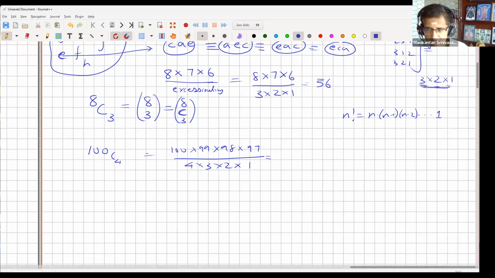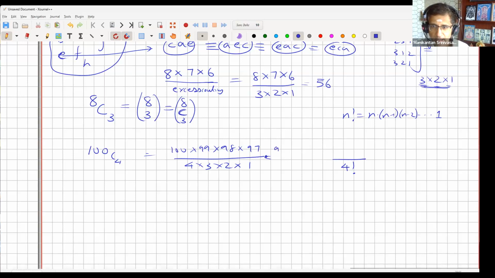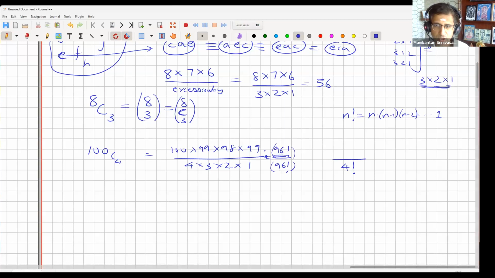The bottom is convenient. The bottom is indeed 4 factorial. The numerator is not in a factorial form because it ends 100, 99, 98, 97. But I can artificially make it look like a factorial by multiplying numerator and denominator by 96 factorial. By this, the numerator continues from 97 further all the way till 1. So the numerator becomes 100 factorial. The denominator becomes 4 factorial times 96 factorial.